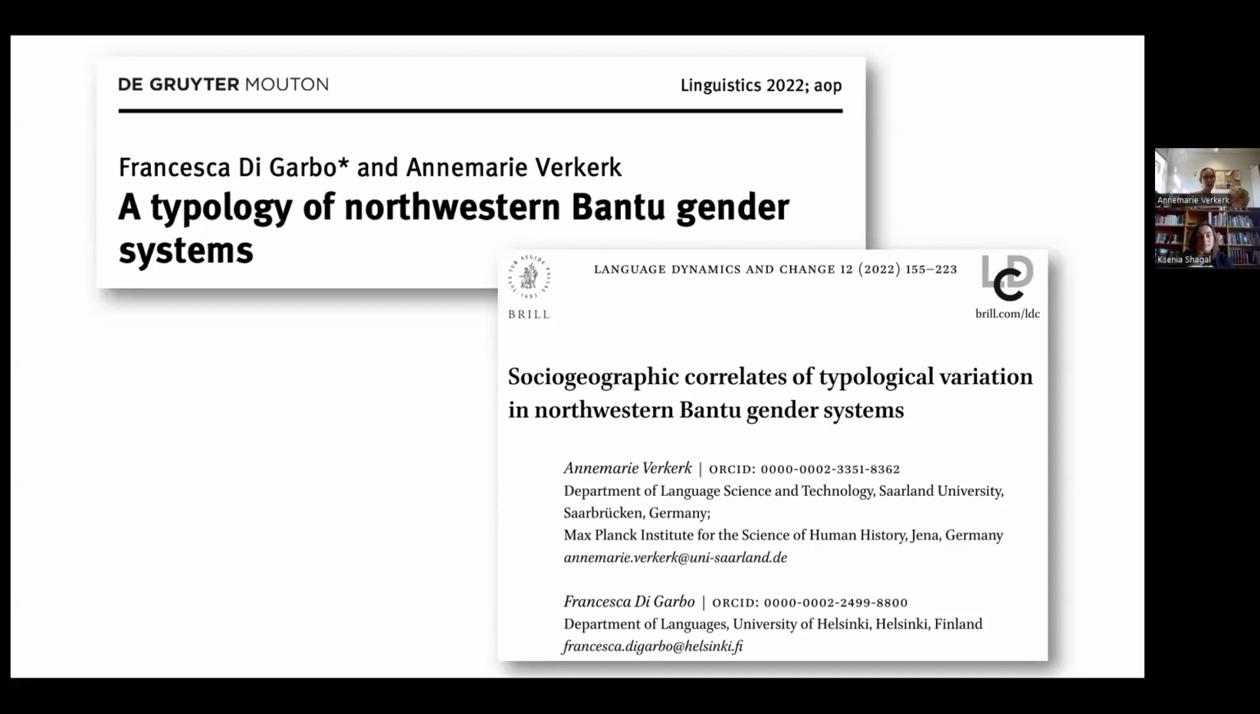Anyway, so this is work by me and Francesca from 2022, where we were looking at Northwestern Bantu gender systems, and especially what can explain variation in these systems in terms of what we call here socio-geographic coordinates. So I'm going to start with explaining a little bit about what Bantu gender systems can be like, and then we're going to go into the statistics of modeling this a little bit more.